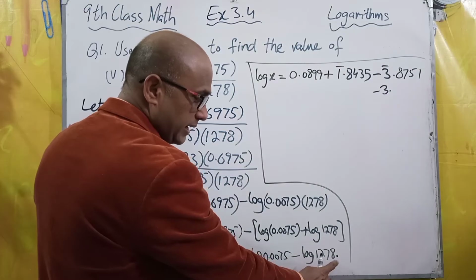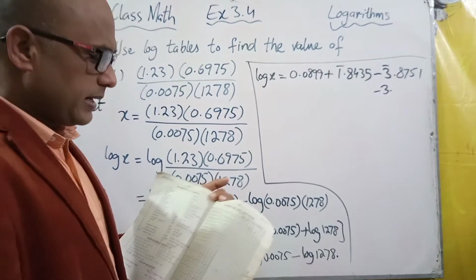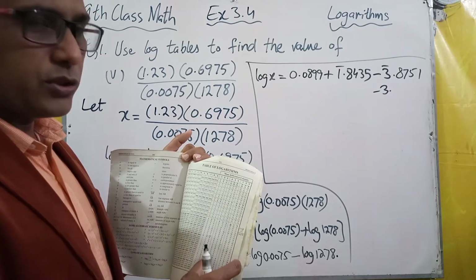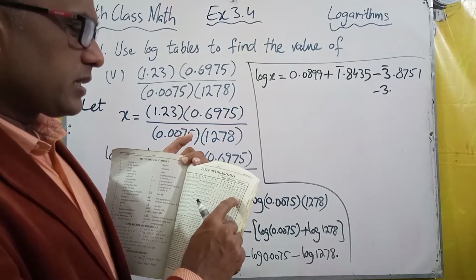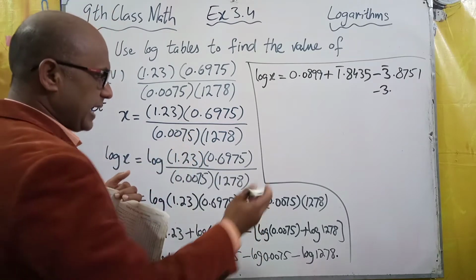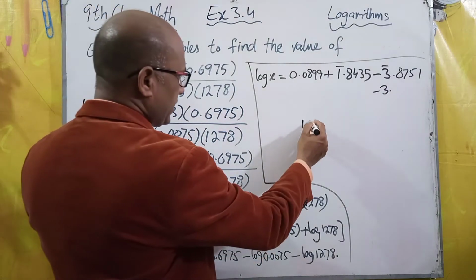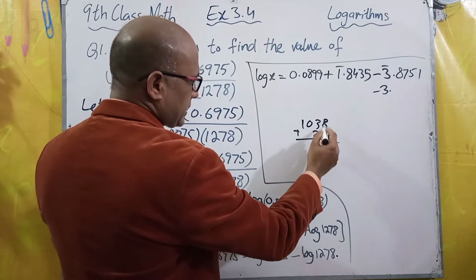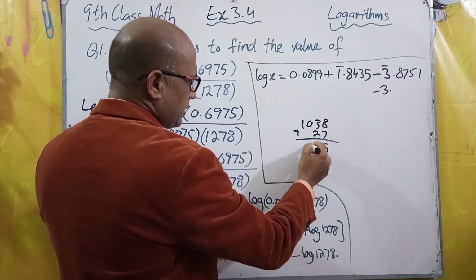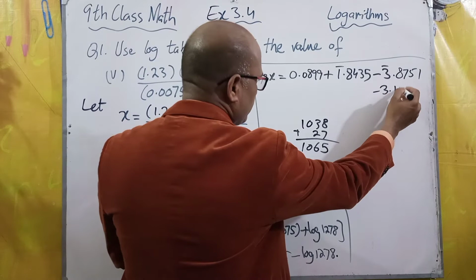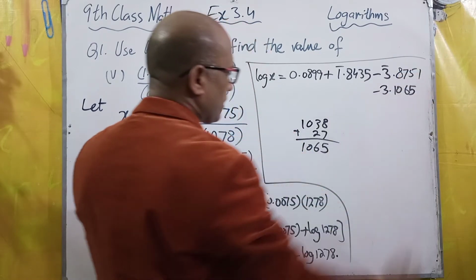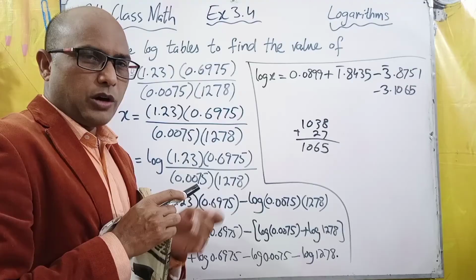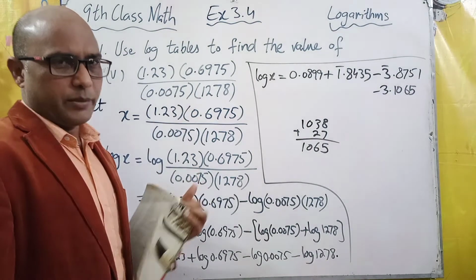And now we have to check its difference as well. Its difference is in column 8 of the mean differences column, and its difference is 27. If we add 27 to 1038, we get 1065. So this is how we find logarithm of numbers using log tables.